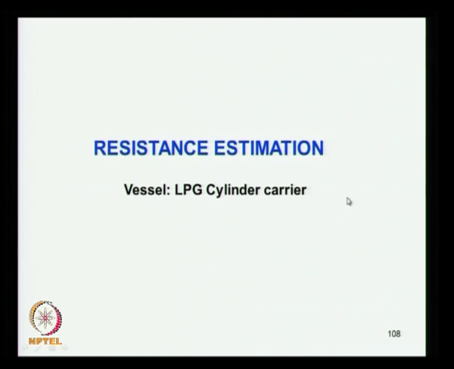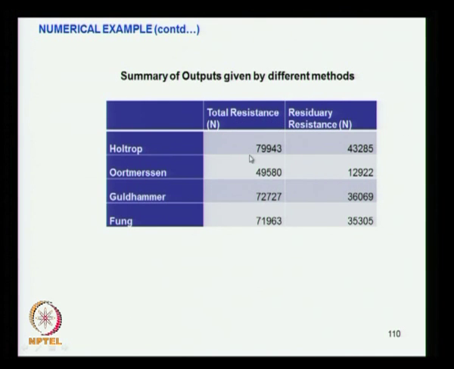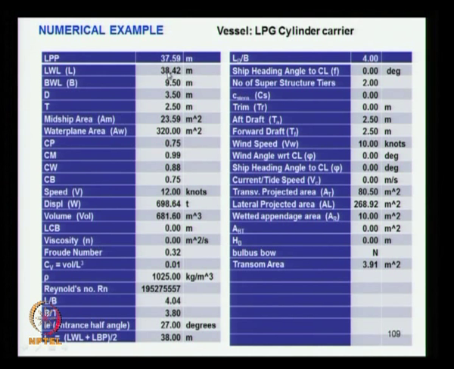A typical example of these methods has been applied to an LPG cylinder carrier. We just see how it compares. These are the vessel parameters. We have considered a numerical example. The vessel parameters here: this is a 37.59 meter LBP, this is the waterline length, breadth 9.5, depth 3.5 meter, and draft 2.5 meter, and this is other information about the vessel.